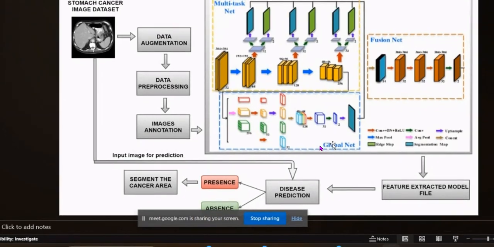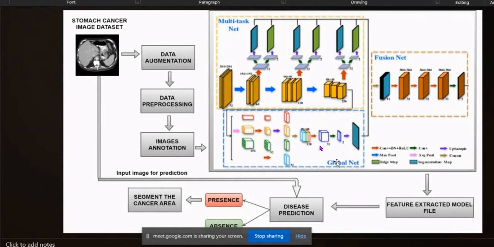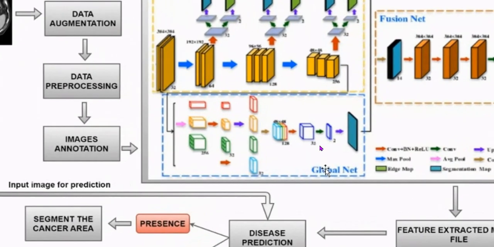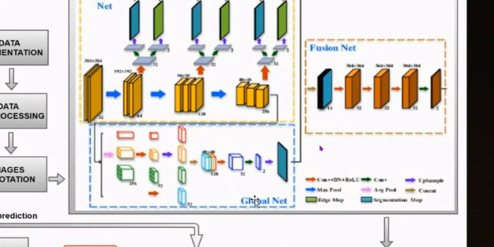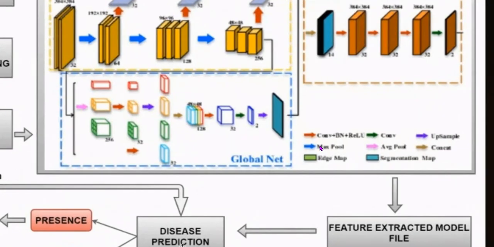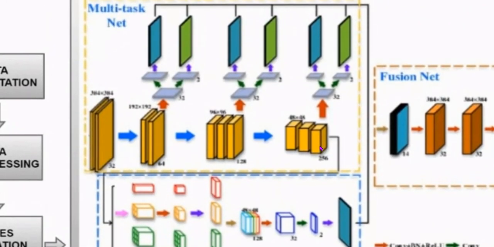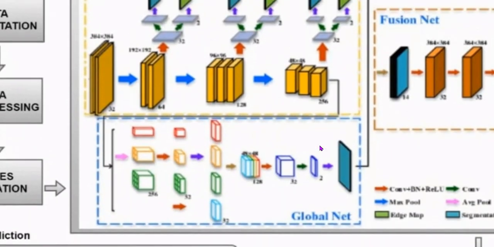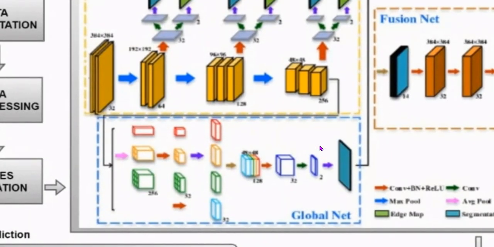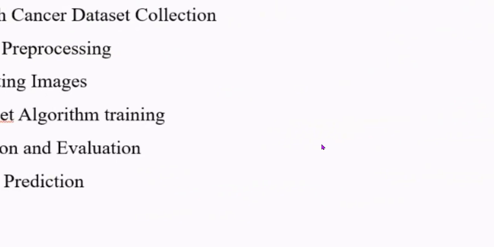After pre-processing is done and the data set is well trained, when test data is given as an input, a feature extracted model file will be generated, sir. It will predict the disease, whether the cancer is present or not. If it is present, it will segment the cancer areas. You will have a clear idea when I show you this, sir.